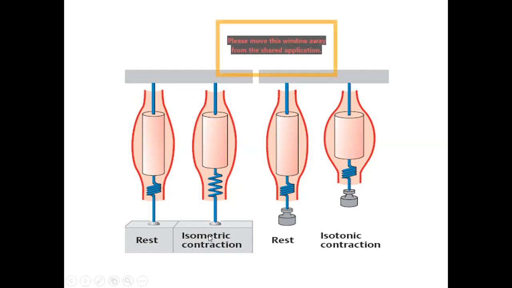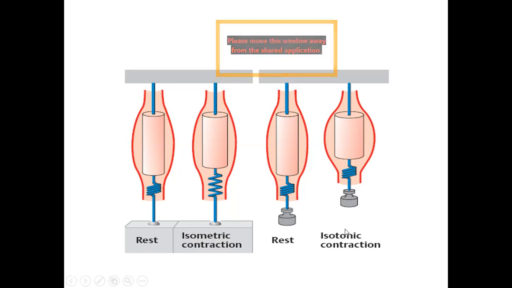but the length of the muscle is going to remain the same. There is no change in the muscle length. So you compare it with the resting state, and during the contraction there is no change in the muscle length. That type of contraction is called isometric contraction.